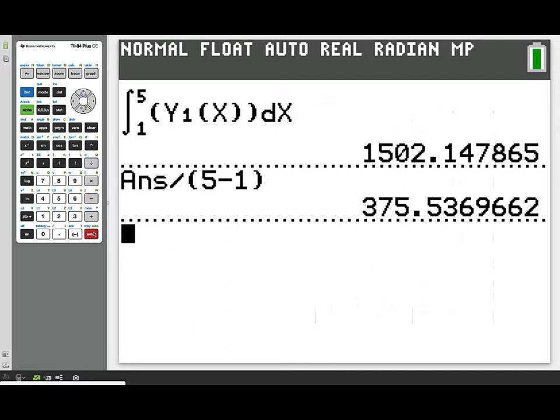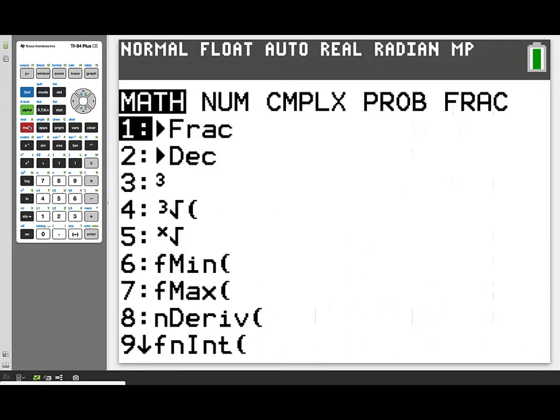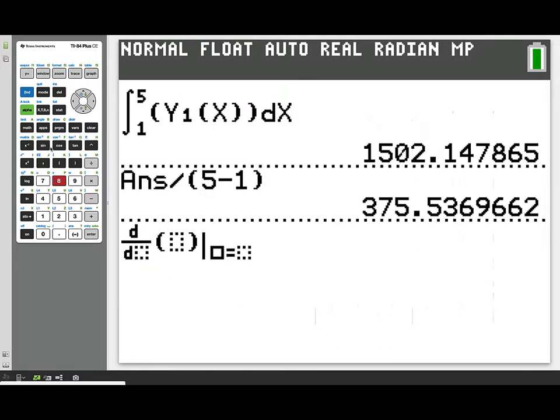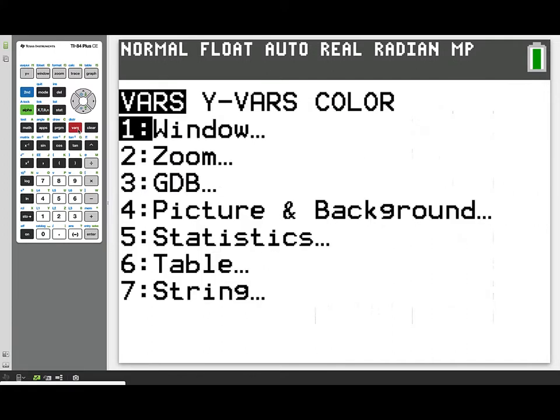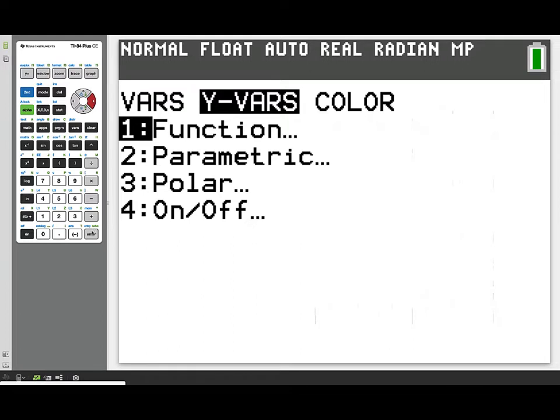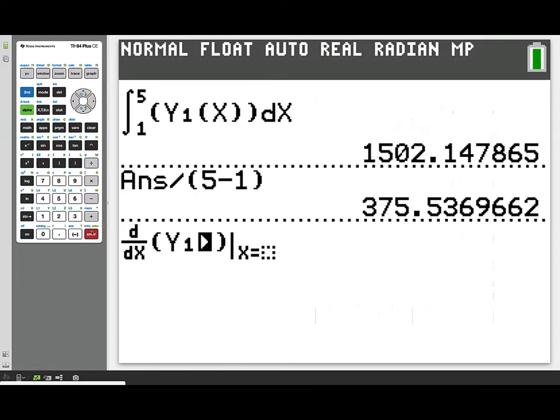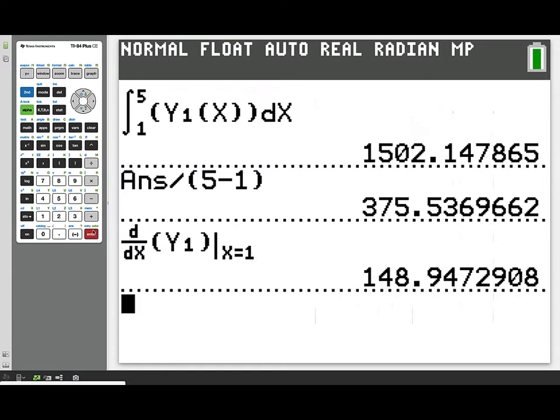Now, part C of this problem asked whether this rate A of t was increasing or decreasing at time t equal 1. The tool for answering that question would be the derivative. So I'm going to the math menu and pulling out the nDeriv. Since we've stored this as y1 of x, I'm going to differentiate with respect to x our y1 function. So I'll retrieve the y variable y1, and we're going to evaluate that derivative at the value x equal 1.